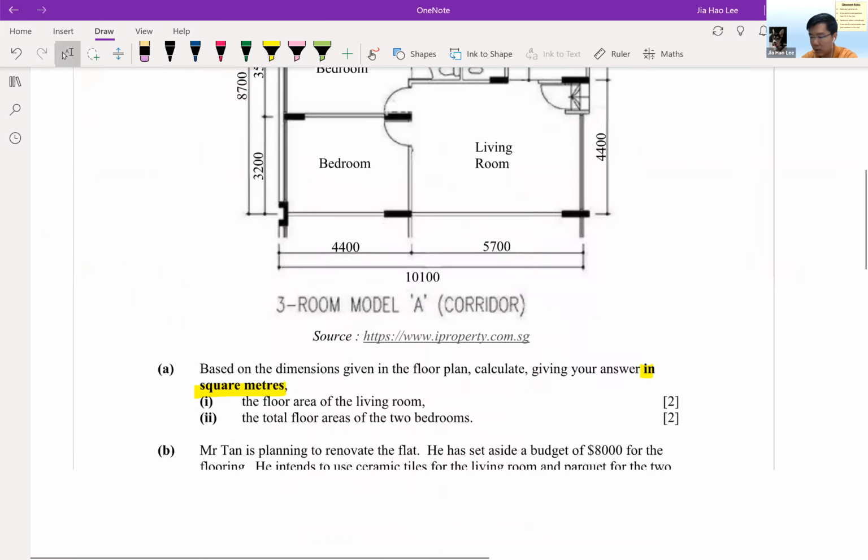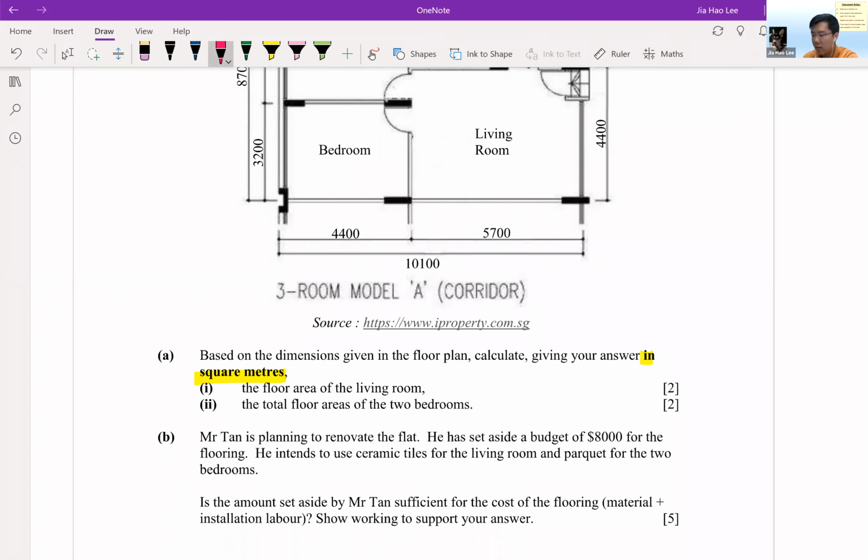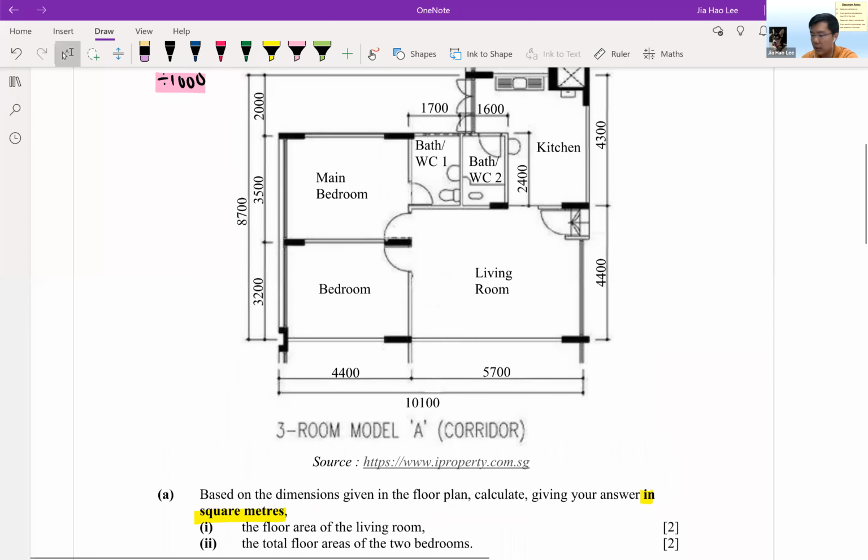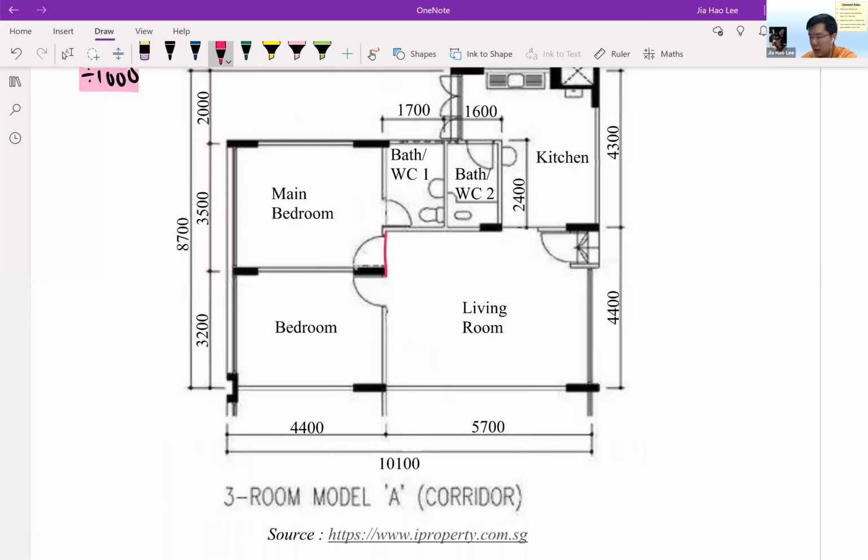So let me just in red write down the things that I want. Now, if you look at the question, A part 1, calculate the floor area for the living room. So the living room is this one. Ignore the rounded edge. The rounded edges are because of the doors; they want to show you how the door opens up, so you know where you can put stuff and where you cannot put stuff. That's basically it. So that red rectangle is the living room.